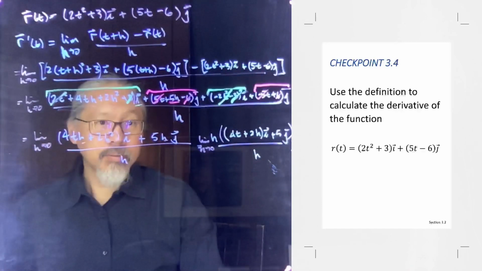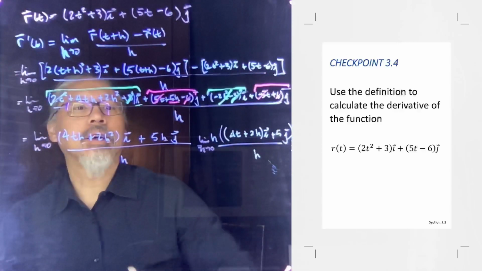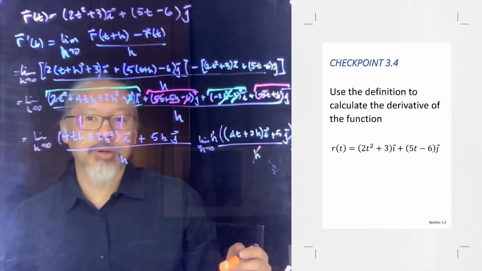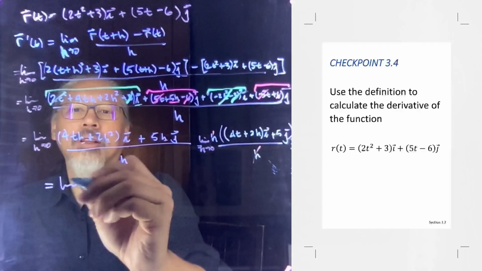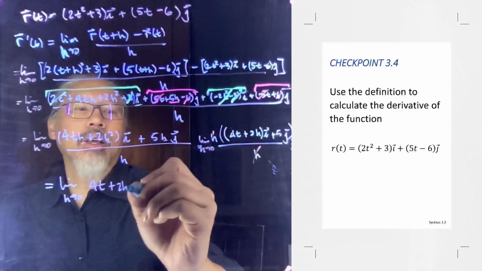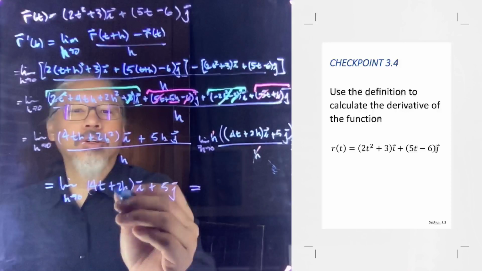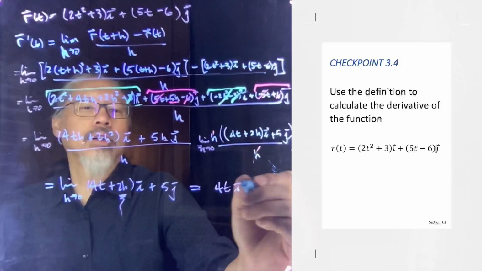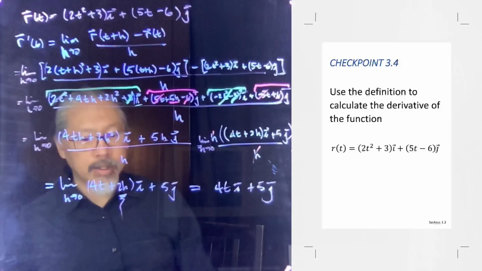And it's not until we get to this point that we get to cross out the h's, and now it'll be safe to put h equals 0. So we can just write one more step. Limit as h approaches 0 of 4t plus 2h in the i direction plus 5 in the j direction. And let's put in h equal to 0, and we just get 4t in the i direction plus 5 in the j direction. Okay, and that's your result.